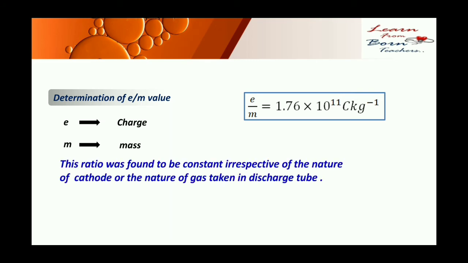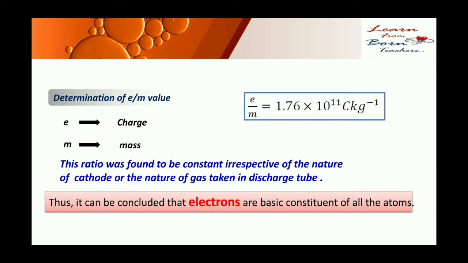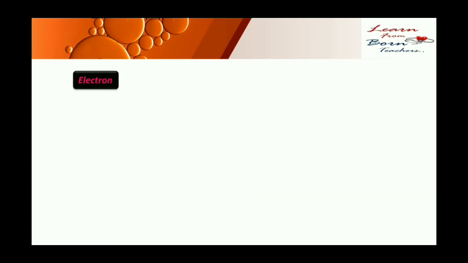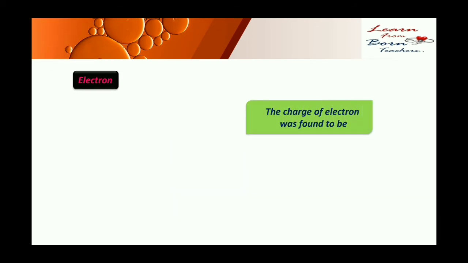This ratio was found to be constant irrespective of the nature of the cathode or the nature of the gas taken in the discharge tube. Whenever he took different gases in the discharge tube, the e/m ratio was the same. So he concluded that electrons are the basic constituent of all atoms.